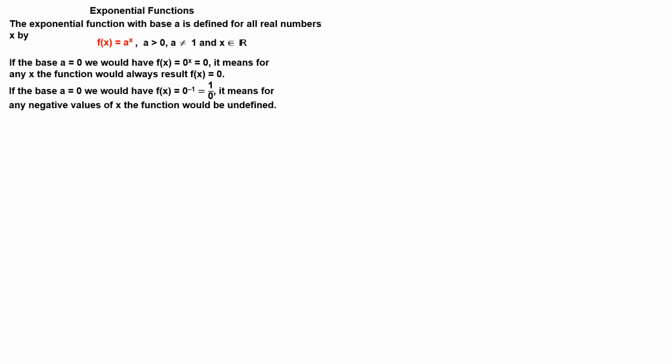Using 1 as the basis for an exponential function would have one problem. If the base a equals 1, we would have f of x equals 1. It means for any x the function would always result in f of x equals 1. In other words, f of x is just a constant function.